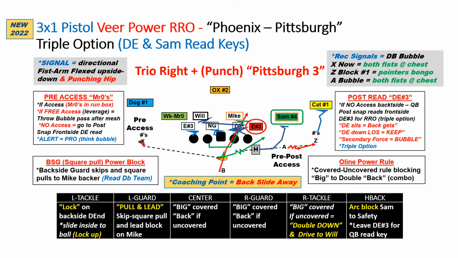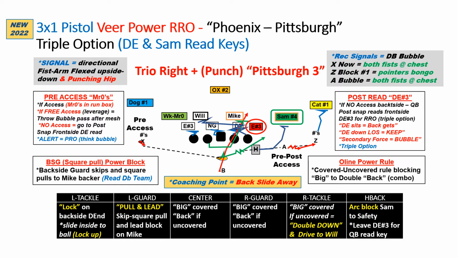All right, first one is just out of our 3x1 with a pistol, your Veer power RRO. We use our same power calls, but we simply change the signal to the punch, and that will tell now the H-back to arc release, leave that defensive end front side, and block the Sam backer. Receivers automatically with the punch signal now will use a double bubble concept. So here the A will be the bubble, Z blocking, and X solo backside does a now sit smoke bubble.